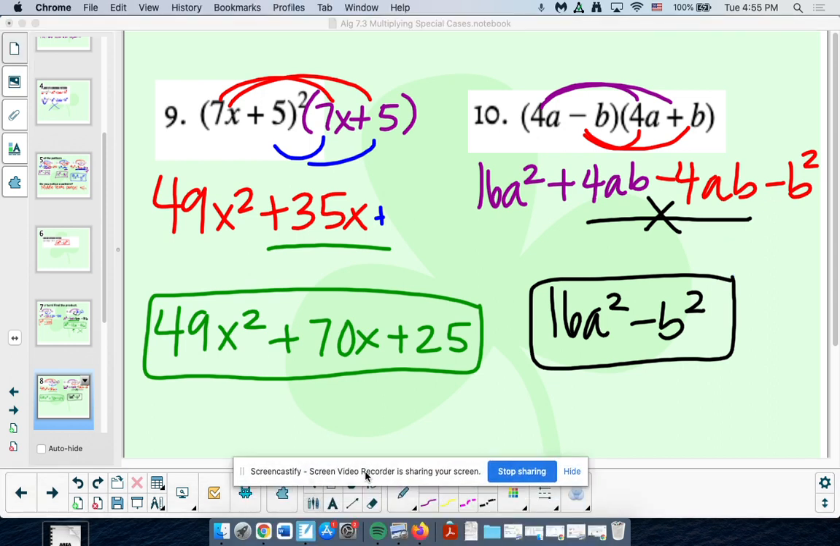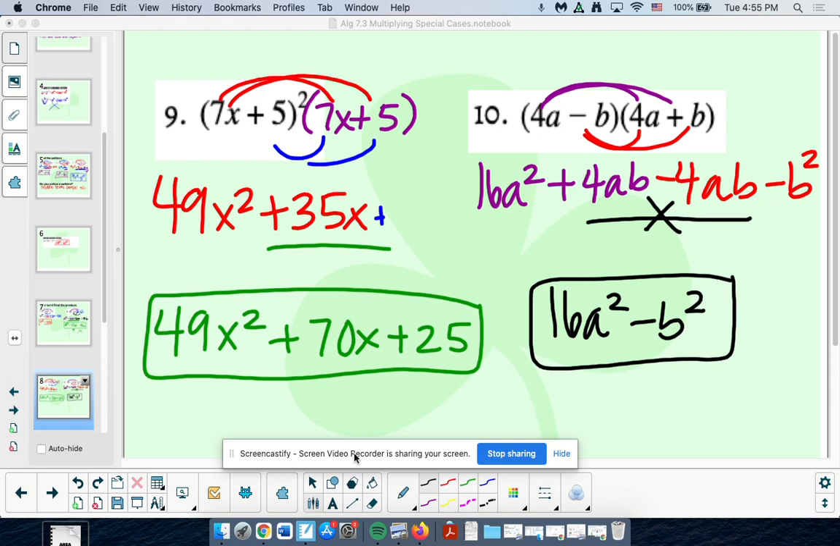Again, if you're not very confident in those shortcuts, just please FOIL it out. You will make far, far, far fewer mistakes.